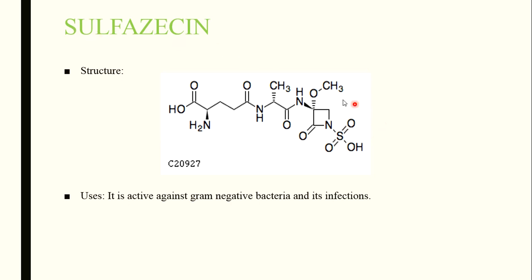In sulfazecin, there is one ring, that is the beta-lactam ring. What is a beta-lactam ring? A four-membered ring containing one nitrogen and one ketone group at the fourth position. Consider this nitrogen as the first position, then second position, third position and fourth position. This we can also call 4-azetidinone. At the first position there is a sulfonic acid group, and at the third position there is a methoxy group and a long side chain which contains an amino group, and an alkyl side chain along with a carboxylic acid functional group. Sulfazecin is active against gram-negative bacteria and their infections. Whatever the gram-negative bacterial infections are, sulfazecin will be useful for the treatment.